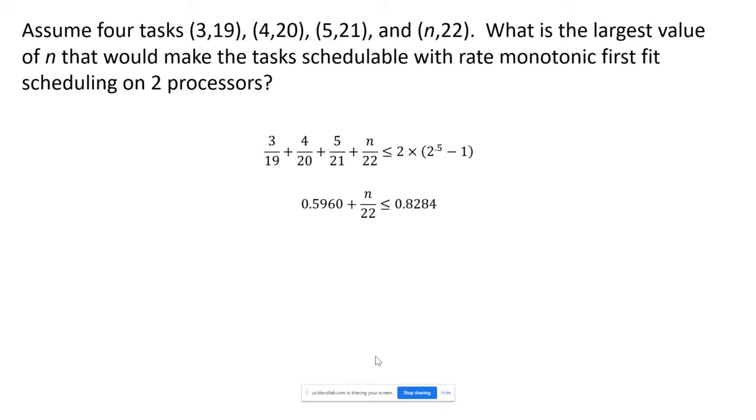So if we calculate those first 3 ratios, we get 0.5960, and then we add that to n over 22, and that has to be less than or equal to 0.8284. Subtract 0.5960 from both sides, we get n over 22 is less than or equal to 0.2324, and so n has to be less than or equal to 5.11, and since we're looking for an integer here, the answer is 5. So if n is 5 or less, then we can schedule on 2 processors with rate monotonic first fit scheduling.